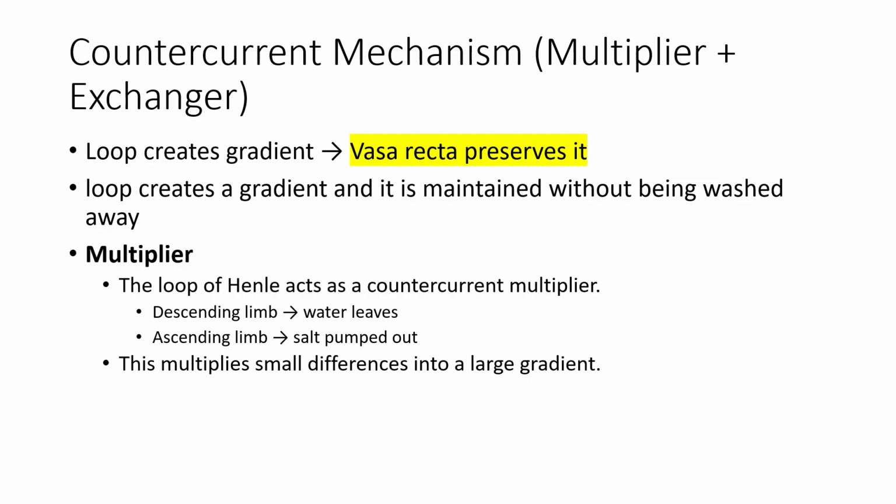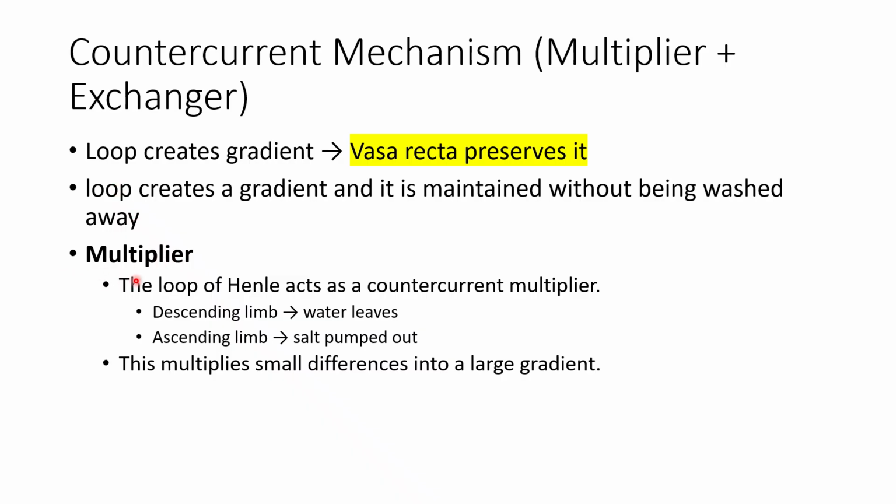Now we will see more in depth about the counter current mechanism. Basically, the counter current mechanism has two parts. First is the multiplier and second is the exchanger. The multiplier is basically the loop gradient, and the exchanger is the vasa recta, the peritubular capillaries running around the loop of Henle. So the multiplier, the loop, creates the gradient and the vasa recta prevents any washout. Again, like I told, the vasa recta has the function of exchanger. It prevents any washout of the gradient. The loop actually forms the gradient.